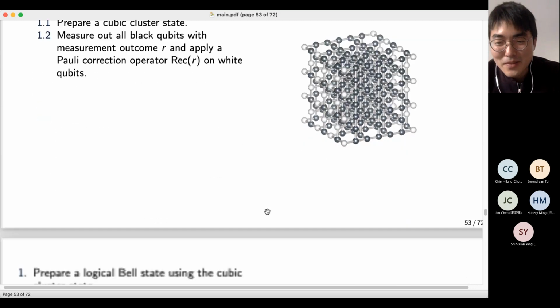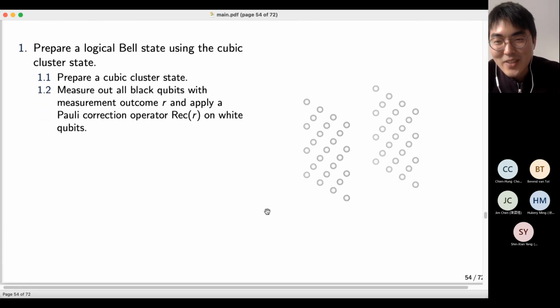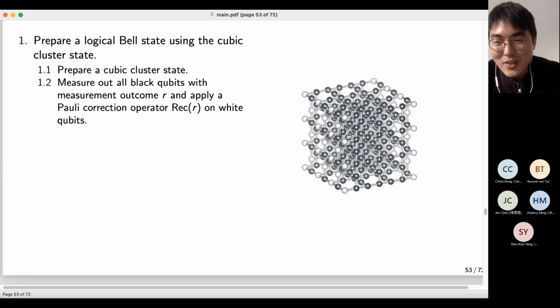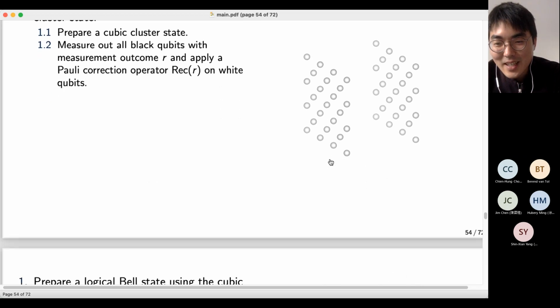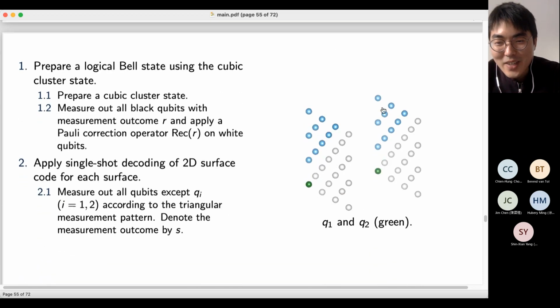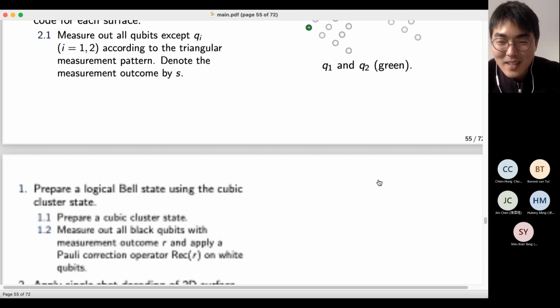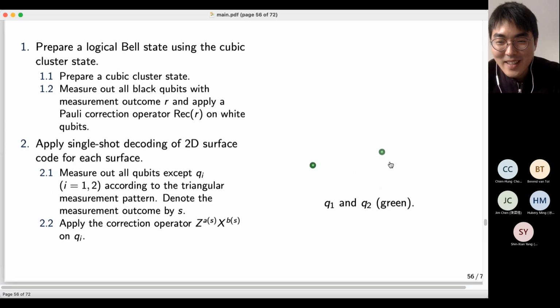And then we perform some measurements. We measure out qubits in the middle first, and then we measure out all the qubits except for those green qubits, like this. Then we only have 2 qubit states. According to the measurement outcome, we perform local operations, Z to the A and X to the B. And then the final state would be the Bell state with some probability.